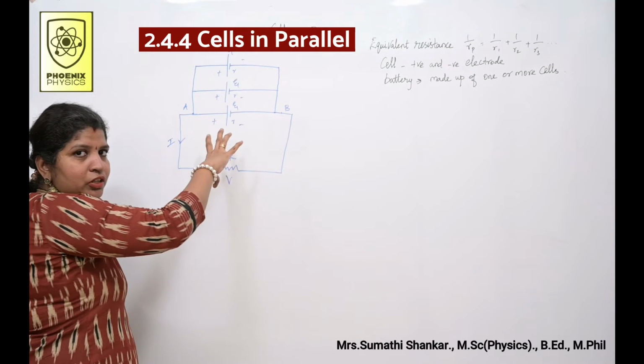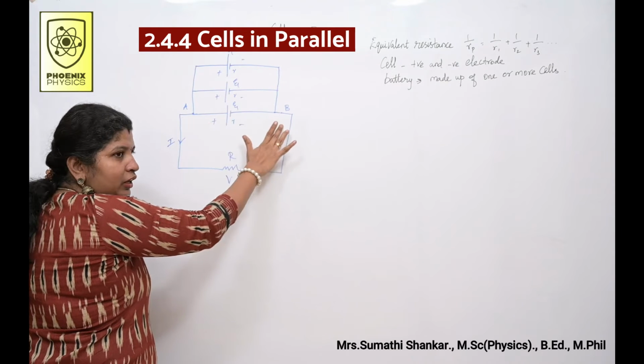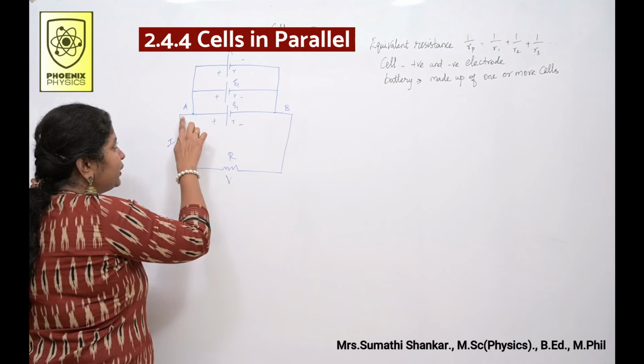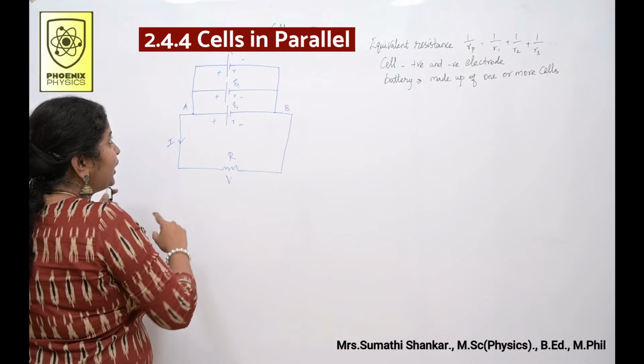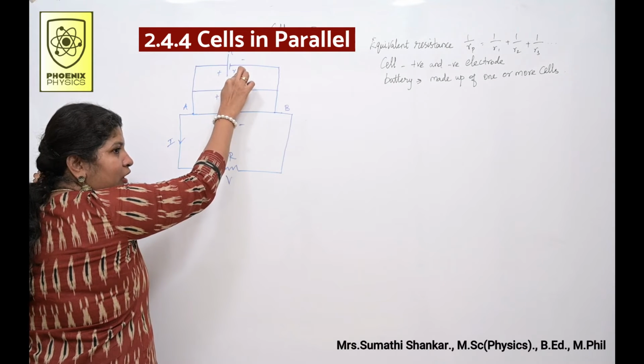These 2 points form the terminals of the battery. Let n number of cells be connected between the points A and B, and the external resistance capital R is connected between A and B. You know that each cell has an EMF Xi and internal resistance r.